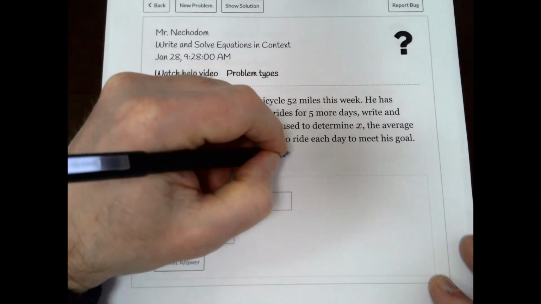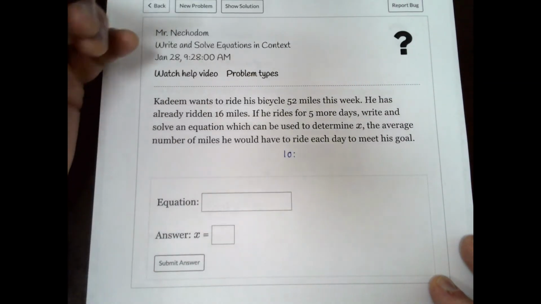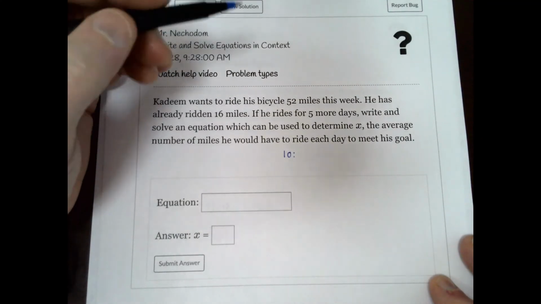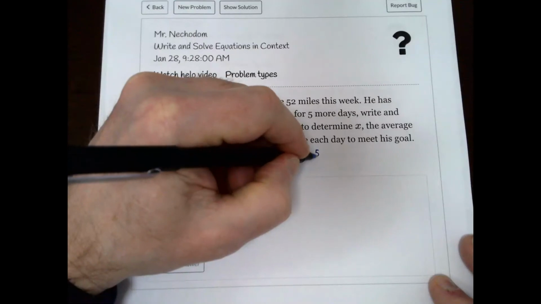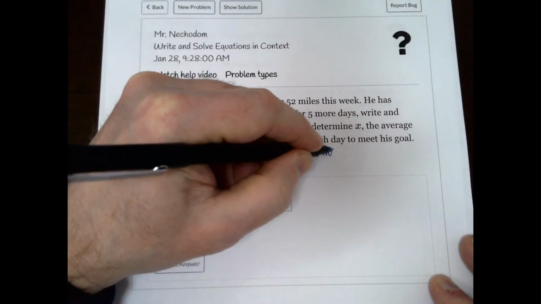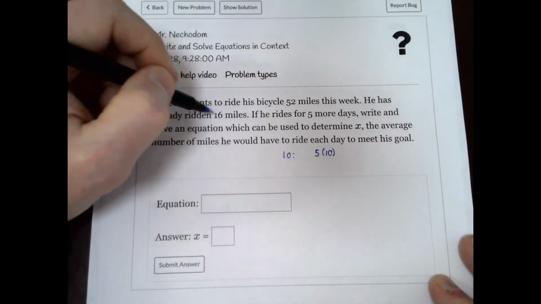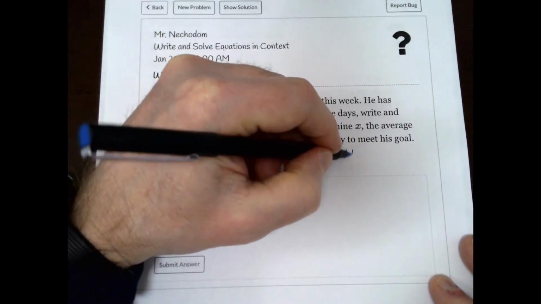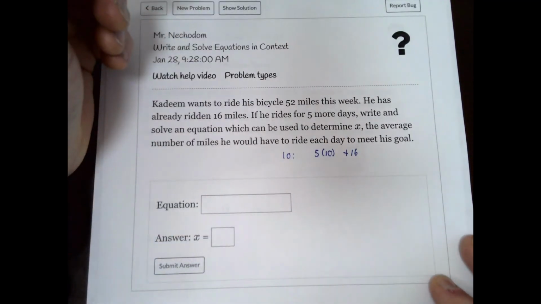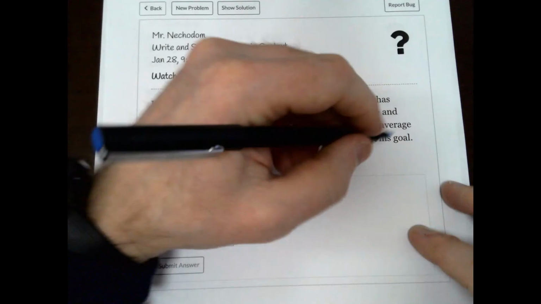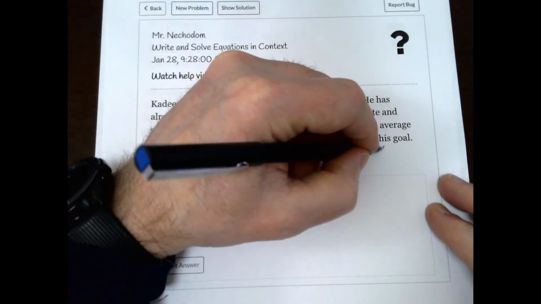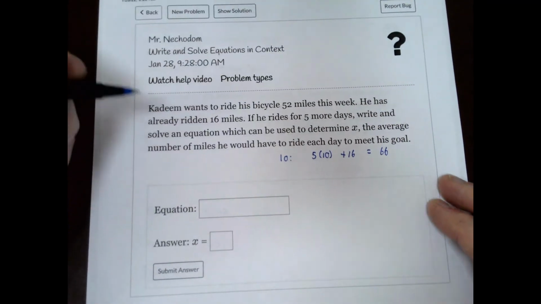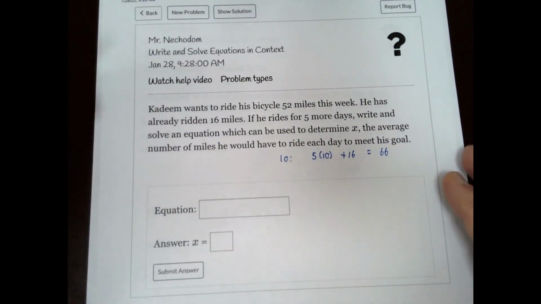Now I know that's too high, but so what? If he rides 10 miles a day for 5 more days, that's 5 times 10, plus the 16 miles he's already ridden. Is that 52? Well, it's not, and I don't care. It happens to be 66. I don't care that I got it wrong. Let's take another guess. Let's guess low this time. Let's try 5.